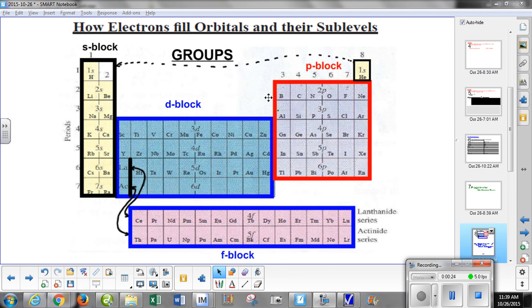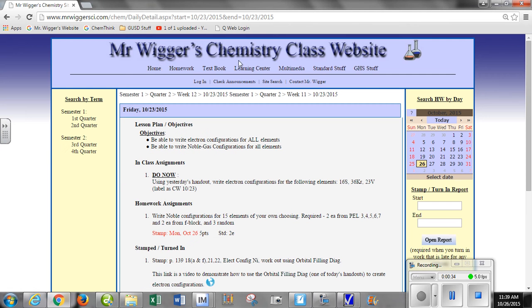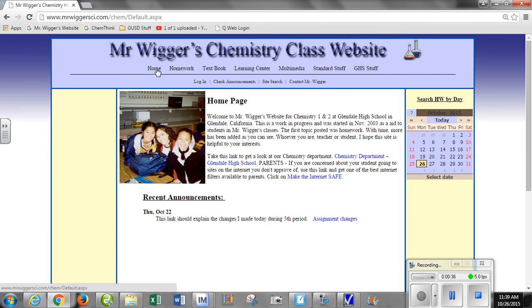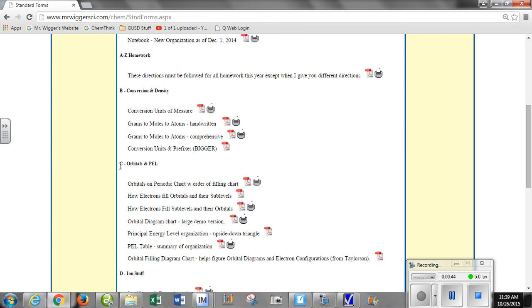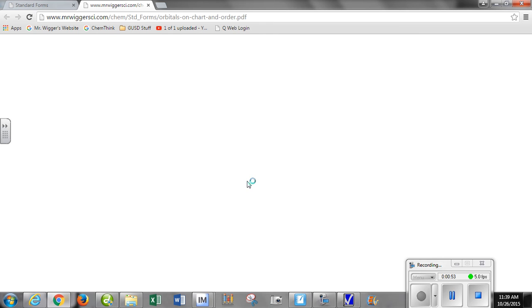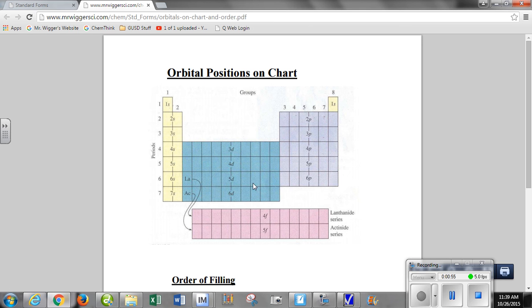Now, if you do not have this page, you can get it by going to my website, first of all the home page, and then standard stuff, class forms and charts, and then you go down here where it says letter C, orbitals and principal energy levels. That's what PEL stands for, and I believe this is the guy right here that you want. And there it is. Ooh, not that one.